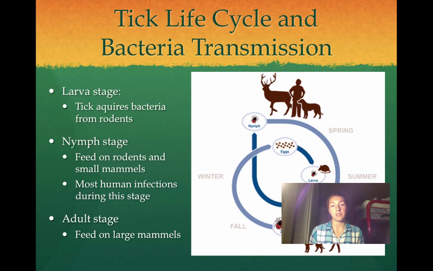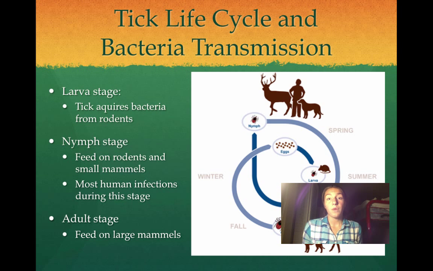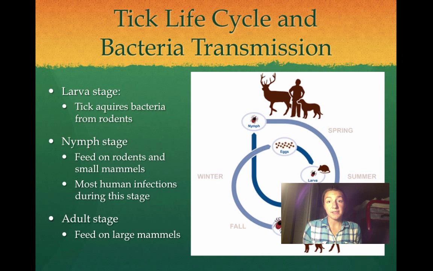Most human infections are a result of bites from the tick during the nymph stage, because their small size makes it very hard to detect. When the nymphs molt into adult ticks, this is when the tick is more likely to feed on larger mammals such as deer and humans, except at this point in its life cycle, humans are much better at noticing and removing the tick before the disease can transmit.